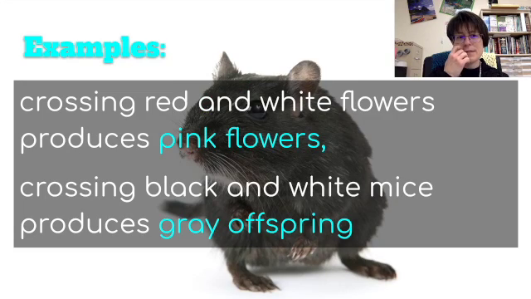Some examples of this are the crossing of red and white flowers produces pink flowers, like the snapdragons you saw in the previous pictures. And crossing black and white mice produces gray mice. So we oftentimes call incomplete dominance blending because it's like blending colors of paint together. When you blend red and white paint together, you get pink. When you blend black and white paint together, you get gray.